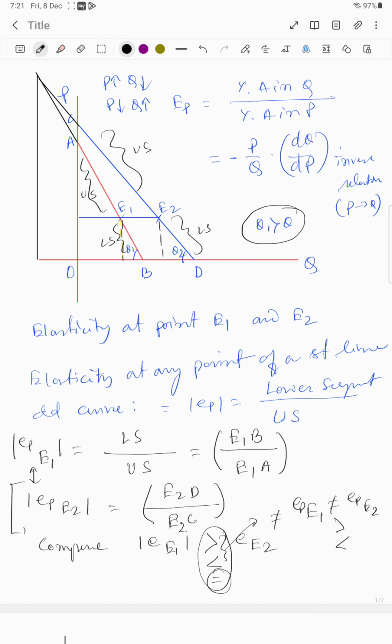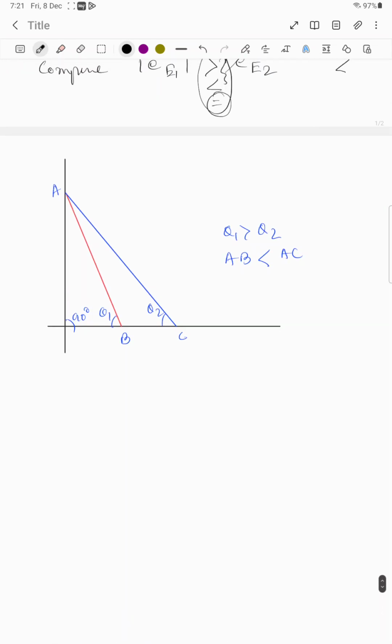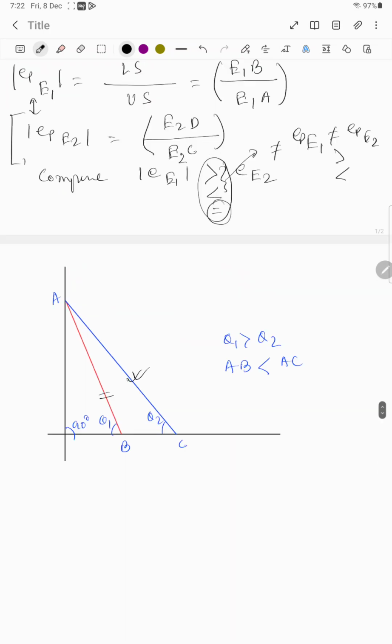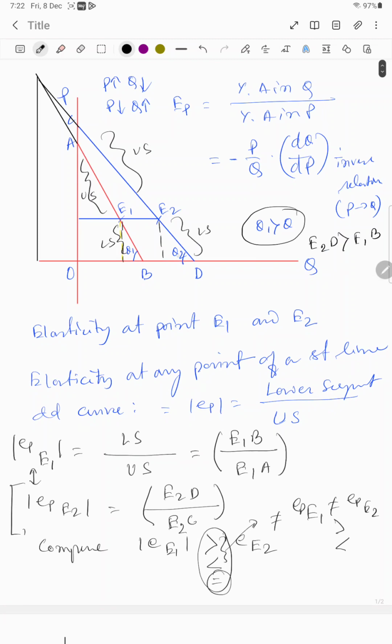So if theta 1 is greater than theta 2, that means E2D will be greater than E1B, exactly as you see in the figure. This part will be greater than this part. Now look here, this one is E1B and this one is E2D. Which one is greater? E2D.